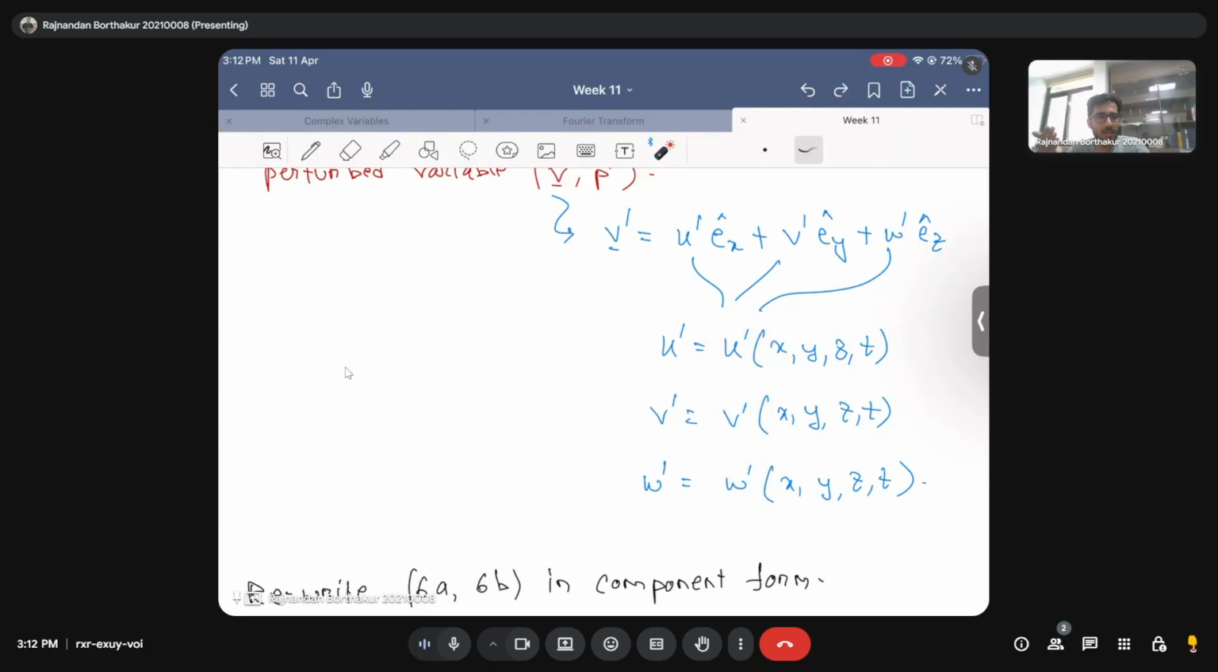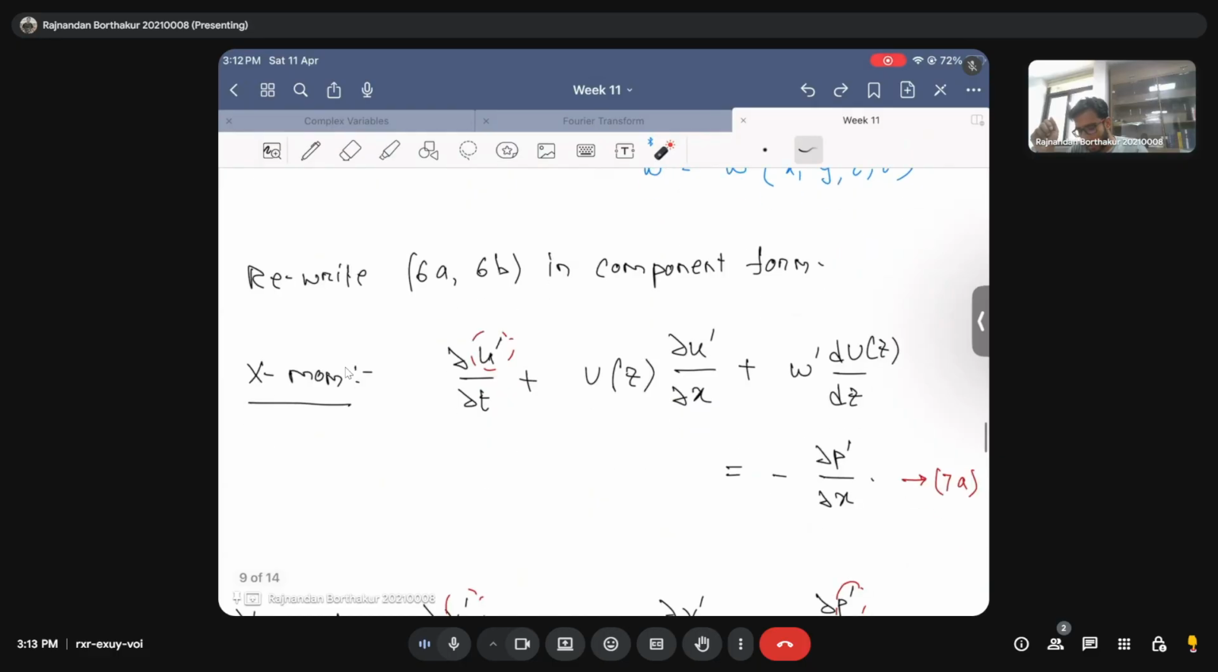And in general, and this is very important, even if the base flow is just dependent on z, and the base pressure is just constant, the perturbations to it will depend on all the independent variables. For instance, x, y, and z if it's a 3D problem, and time t.